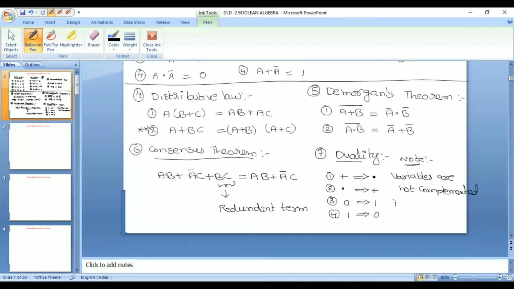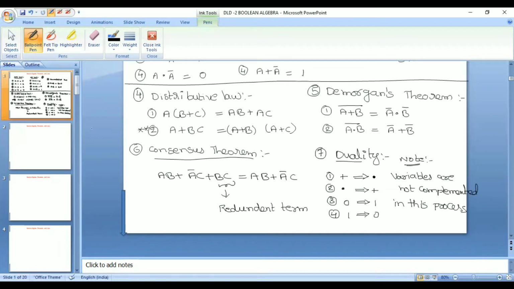Variables are not complemented in this process. Whenever you apply the duality theorem concept, we change a plus sign to a multiplication sign, a multiplication sign to a plus sign, and 0 to 1 and 1 to 0, right? But the point is, if in that expression any A bar or B bar or C bar or D bar, any complemented terms are there, then do not change that complemented term. Keep the literals as they are, or keep the variables as they are.